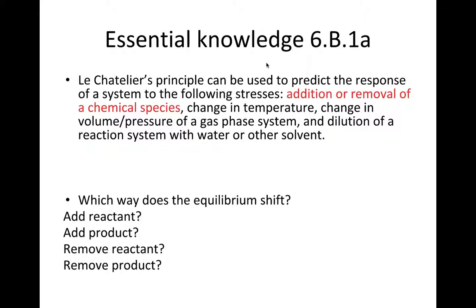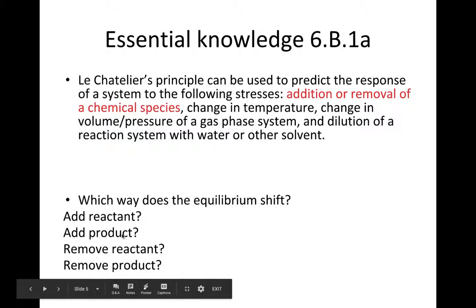Le Chatelier's principle can be used to predict the response of a system to the following stresses. So these would all be good to know inside and out exactly how these stresses can affect an equilibrium. First, let's look at addition or removal of a chemical species. Which way would the equilibrium shift if you added reactant? Well, if you add reactant, as we did in the previous slide, it would shift to the right, because adding reactant creates a stress. You counter the effect of that stress by using up some of the reactant to make product. So then if you added product, you would shift to the left.